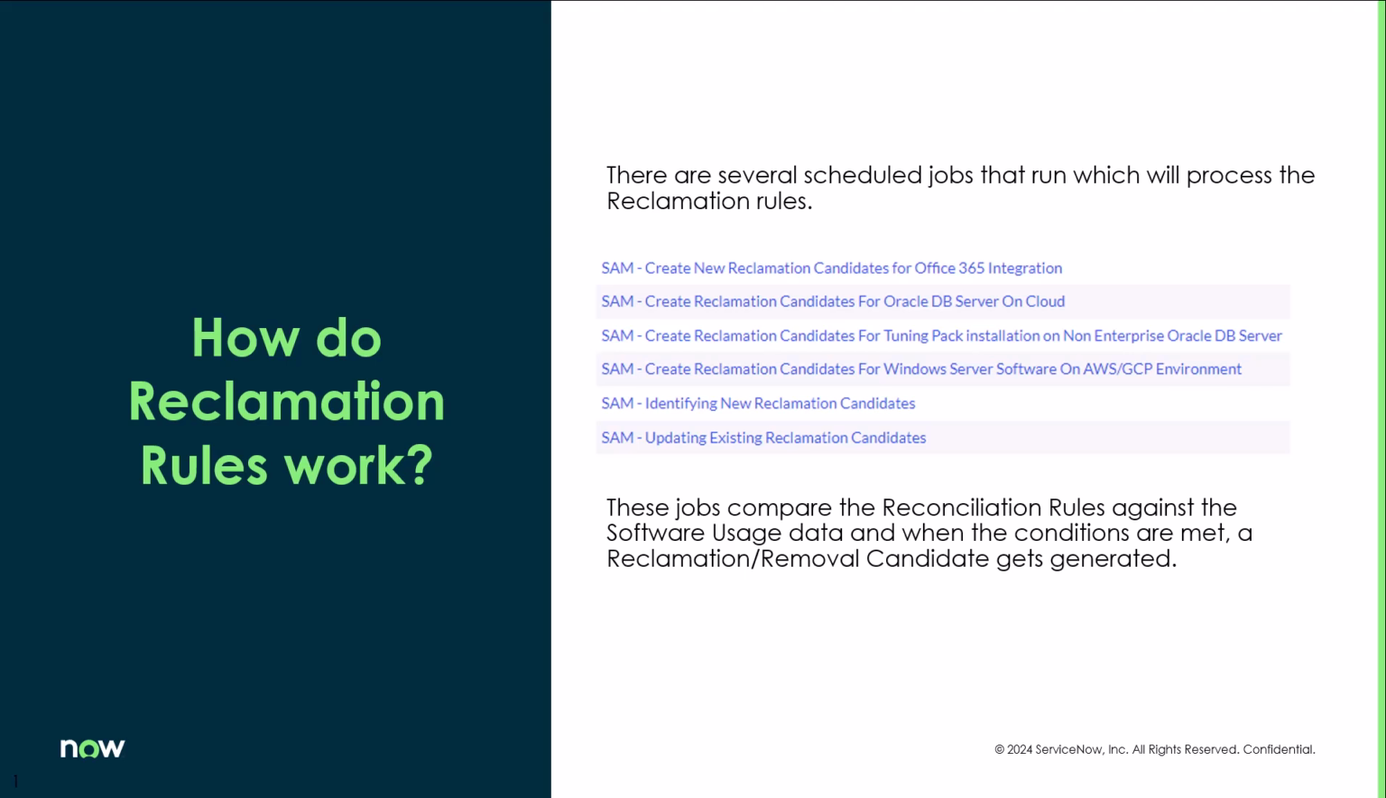These jobs compare the reclamation rules that you create against the software usage data that comes into the system. And when any of the conditions are met, some of those we just talked about, a reclamation candidate, sometimes known as a removal candidate, gets generated for you to address. We're going to talk about removal candidates in a subsequent video and how to process through them.